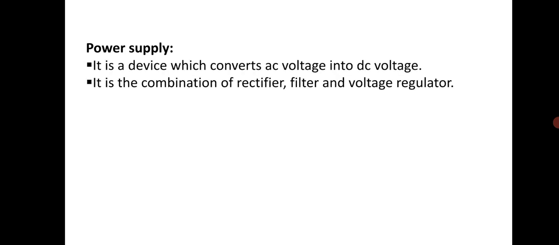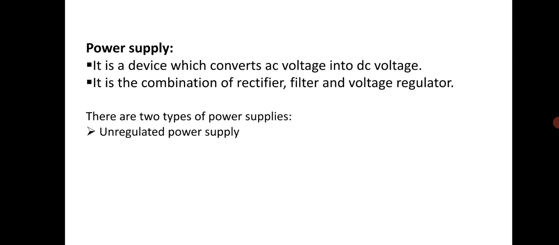What is a power supply? A power supply is a device which converts AC voltage into DC voltage. It is a combination of a rectifier circuit, a filter circuit, and a voltage regulator circuit. So, all three combined together, that is a rectifier, a filter, and a voltage regulator, is called a power supply. There are two types of power supplies: unregulated power supply and regulated power supply.